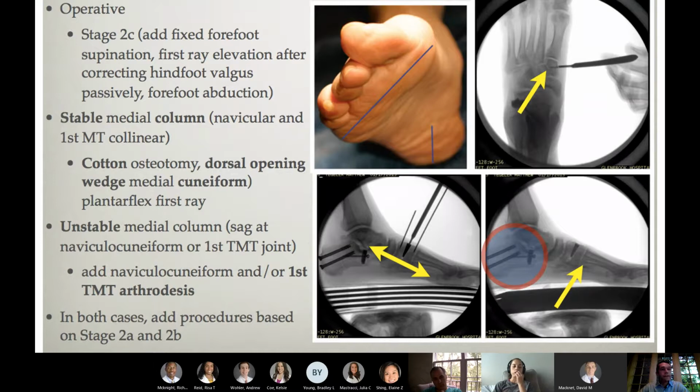And if instead they have instability through the TMT joint or the navicular cuneiform joint, you can do a fusion of that joint to bring it down into plantar flexion, but it's often more difficult to bring them into plantar flexion unless you use a wedge as pictured here. This is a metal wedge. They're not going to ask you whether or not to use metal or allograft or something like that, but just know that plantar flexing the medial column is what you're looking for in your answer choice if there's residual forefoot supination.